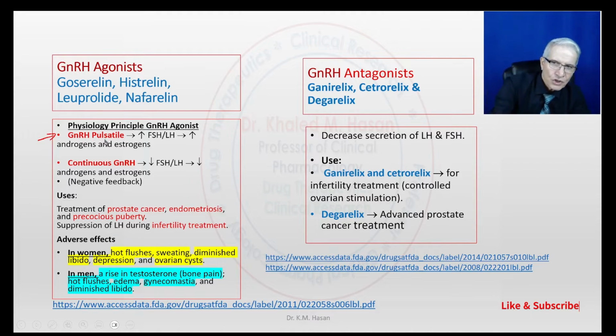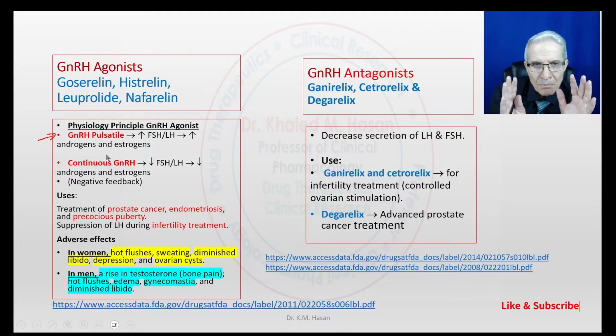And you can see here, when we have a surge of GnRH, what happened here? It stimulates FSH and LH. When these are stimulated, this will lead to increased levels of estrogen, progesterone and androgen in male and female. So when you have it in pulse manner, that means we have increased levels.